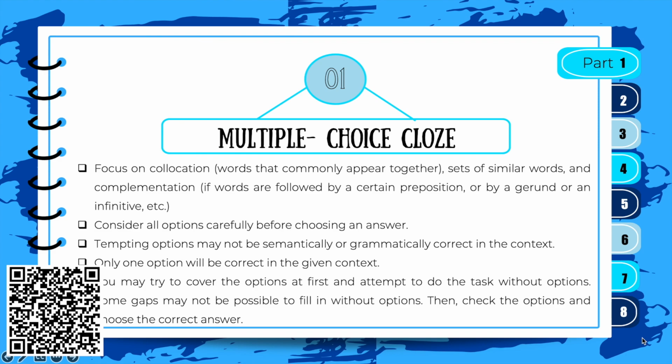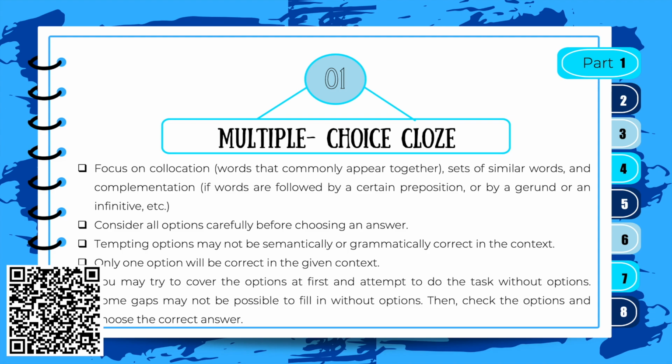Here are some tips and tricks to ace Part 1, Multiple Choice Cloze. Focus on collocation, words that commonly appear together, sets of similar words, and complementation, if words are followed by a certain preposition, or by a gerund or an infinitive, etc.